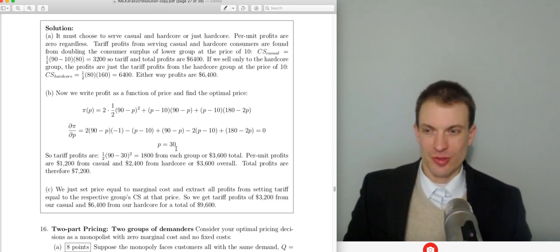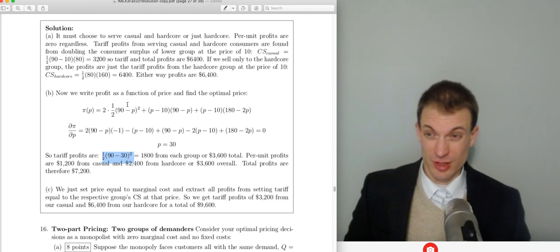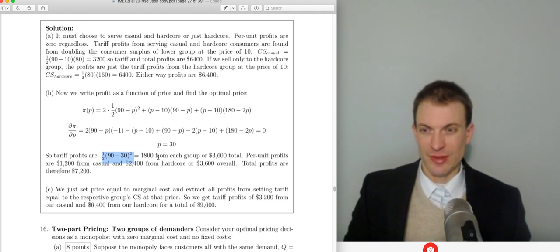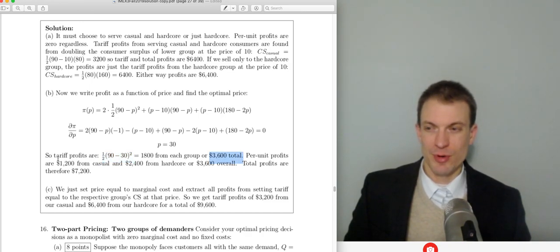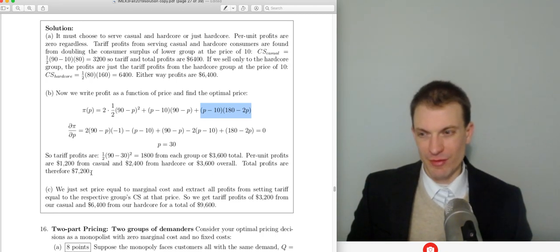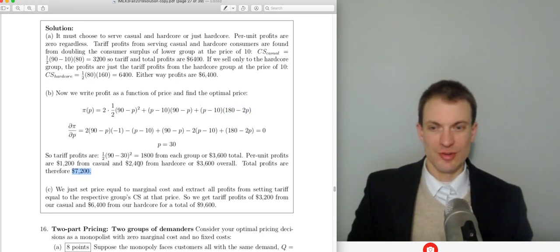Solving, you find a price of 30. That allows us to find the optimal tariff or optimal access fee profits, because I'm going to drop this 30 into this expression here. And I'm going to find that's 1,800 from each group, or 3,600 total. That's small. However, we're getting per unit profits of, well, this right here boils down to 1,200 at a price of 30. And this right here boils down to 2,400 at a price of 30. So total profits are 7,200, which actually isn't very bad relative to part A, right?